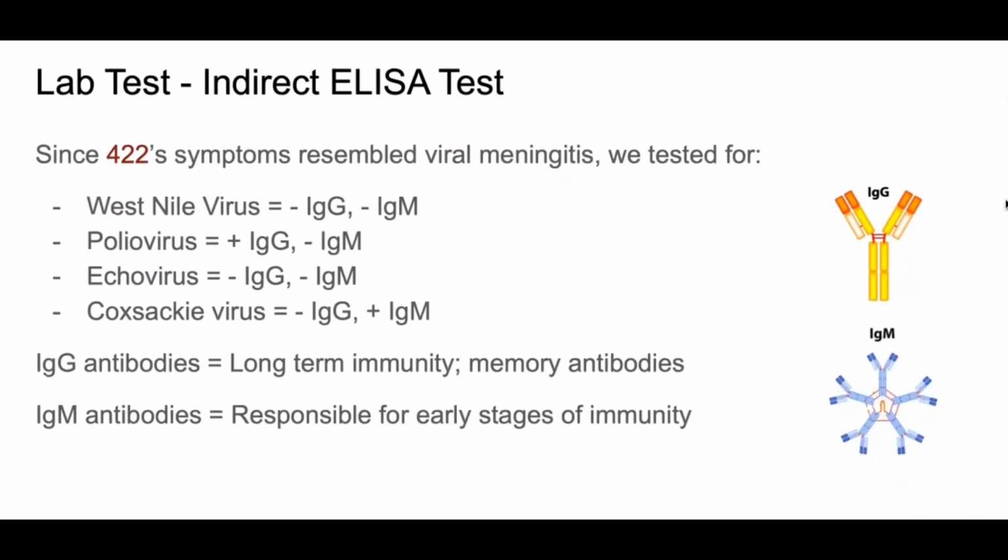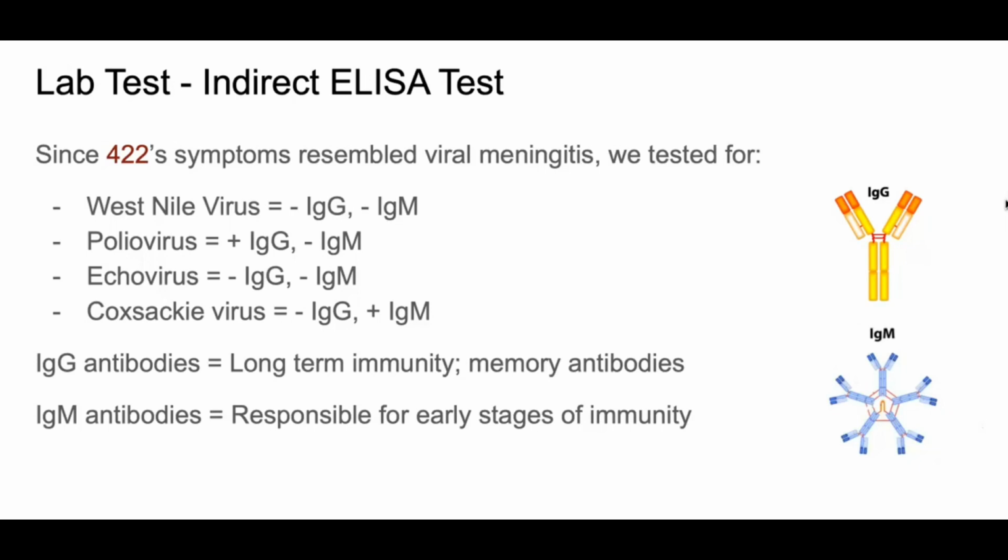So what we did for this patient, we did an indirect ELISA test since her symptoms resembled viral meningitis. We tested for West Nile virus, negative IgM, negative IgG; poliovirus, which would be positive IgG and negative IgM; echovirus, which is negative IgG and negative IgM; and Coxsackie virus, which is negative IgG and positive IgM.